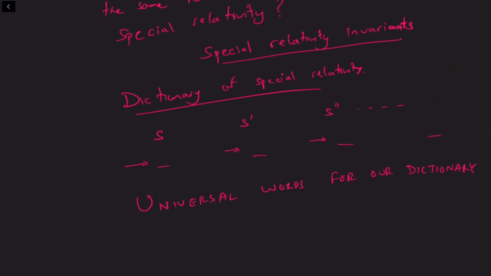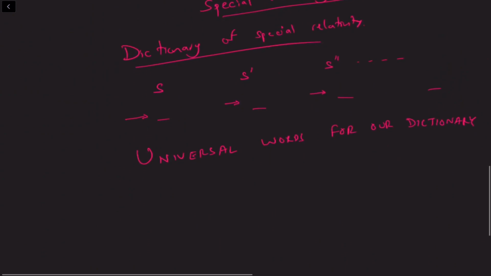We know one example of such a word. The speed of light c, as described by observer S, is exactly the same as the speed of light seen by S prime, and is exactly the same as the speed of light seen by S double prime. So we already know an example of one such word, which is the speed of light. So now the question is, are there other invariants or other universal words in the dictionary of special relativity?